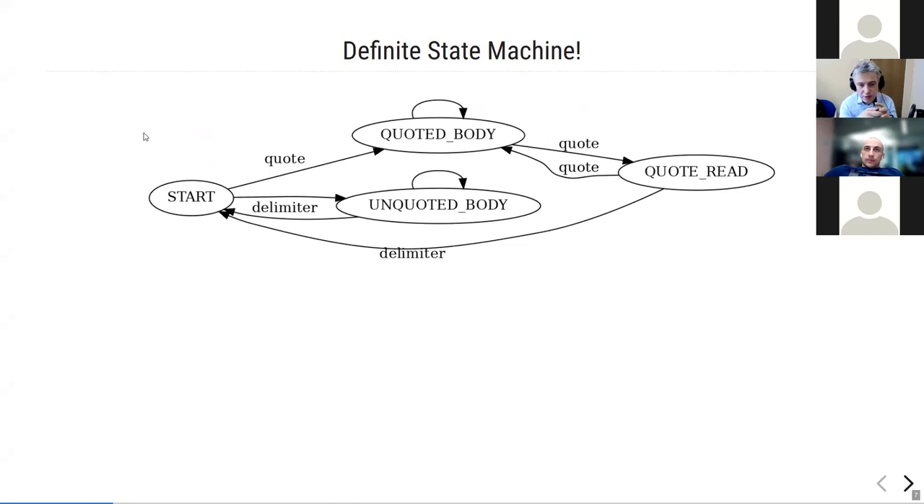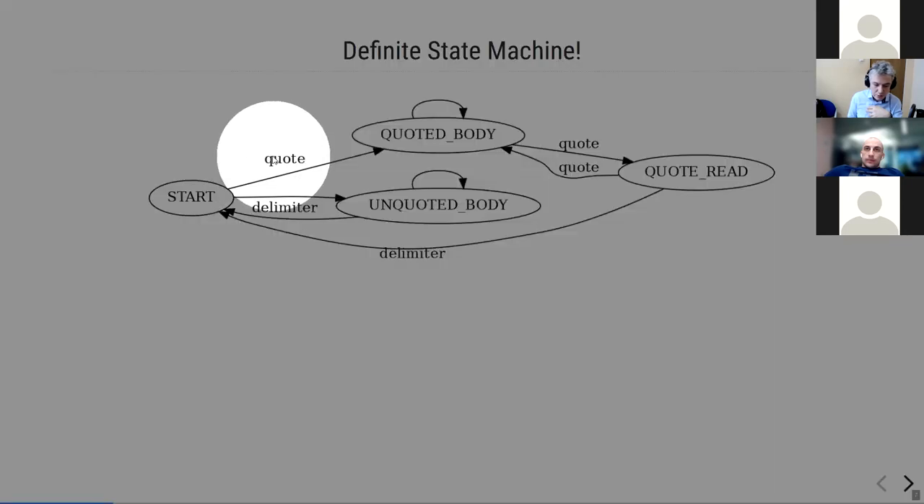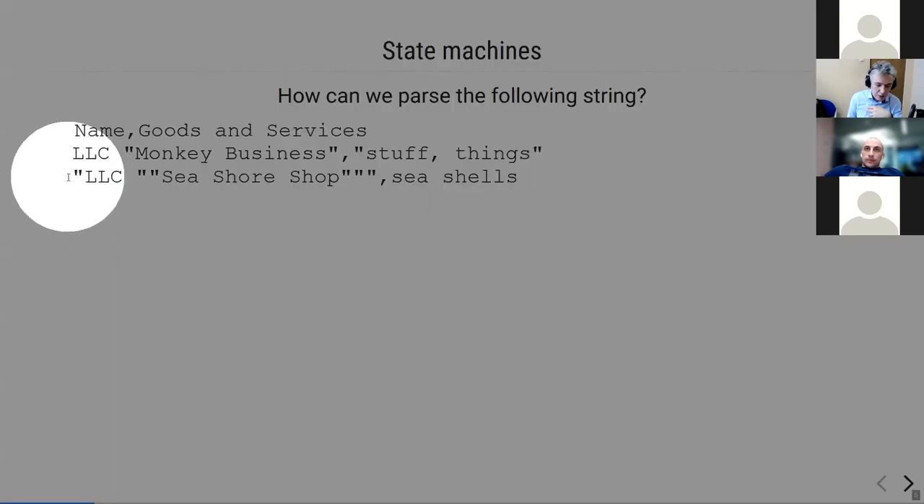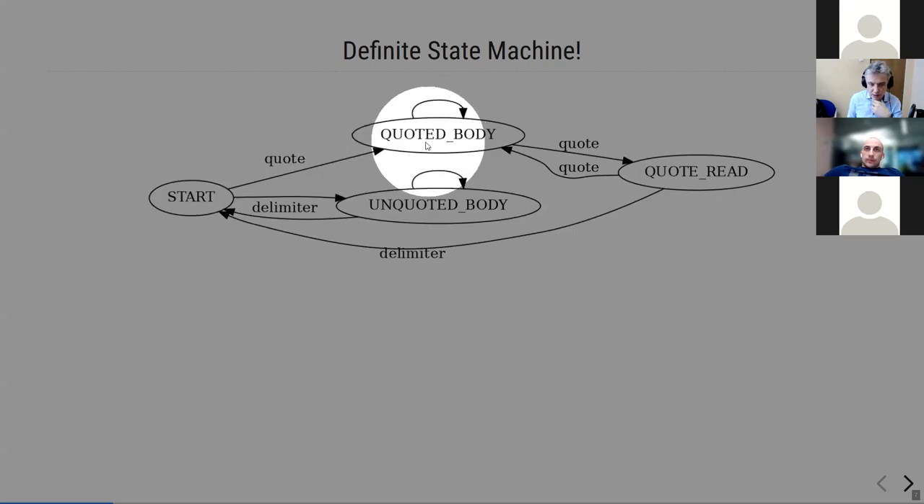A state machine we can visualize as a graph with transitions and states. So what we have here is states and transitions. Let's see how it can work. We have a start state. At the beginning, our machine is in the start state, and each transition is made by reading the next character from our string. Based on this character, we decide to which state we are going to transit. Say we started and we got a quote symbol. If we started with a quote symbol, we know that we are going to read a quoted body now, so we move to the state called quoted body.